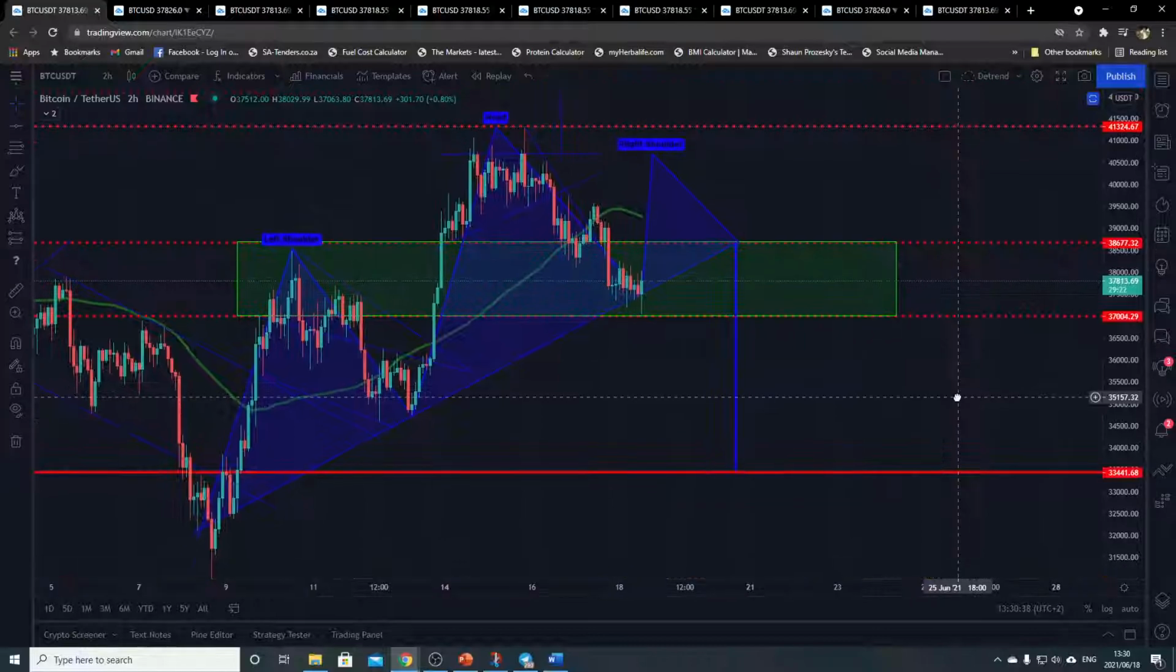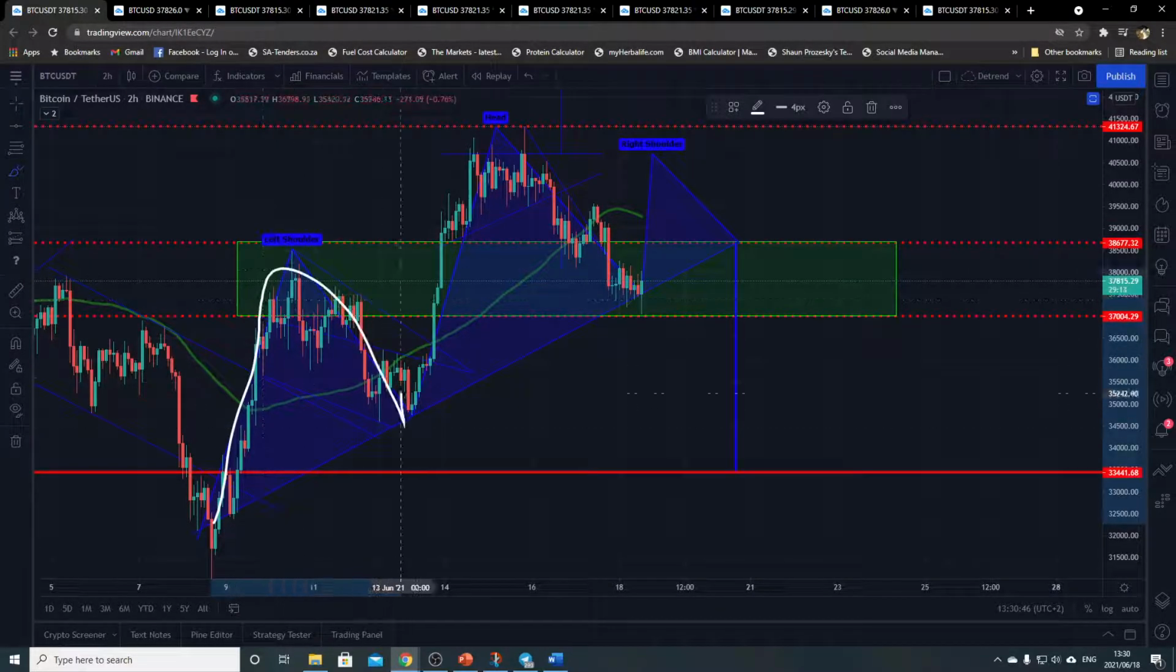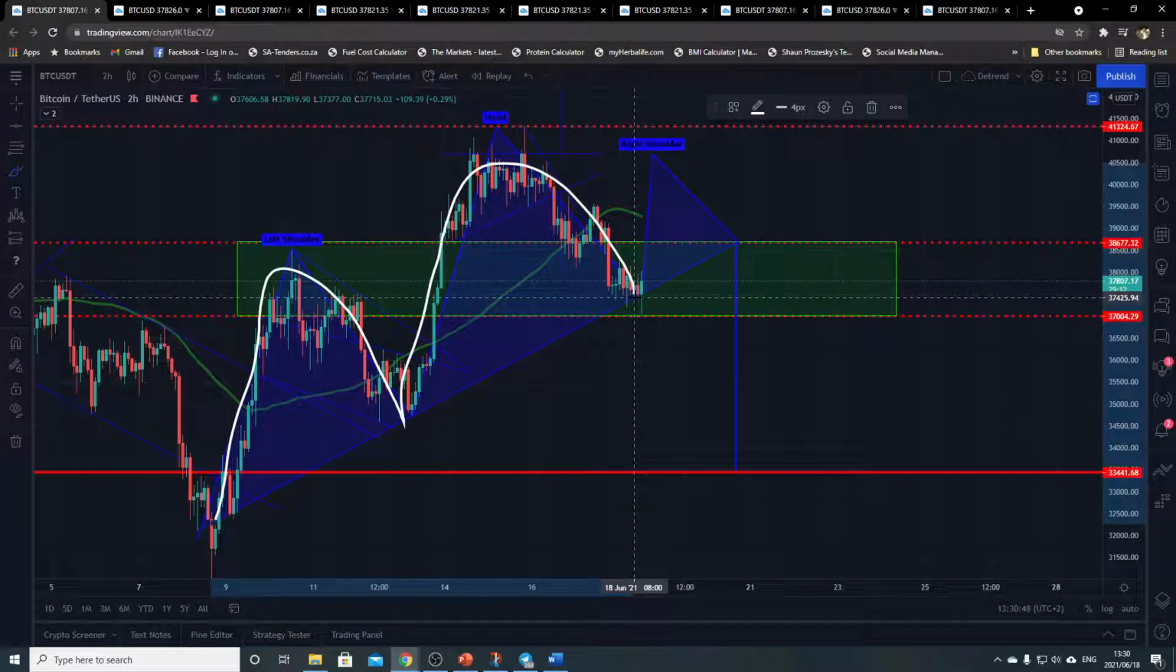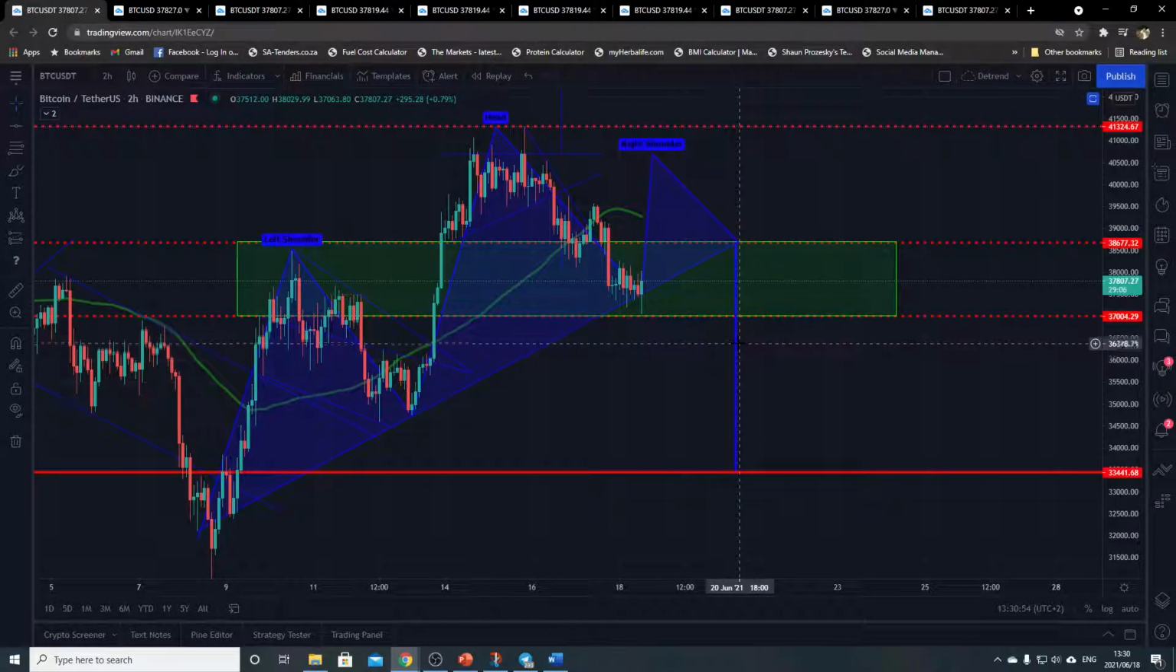Okay, all right. Now we're going to do the extended M pattern target. Okay, so now we're going to say, all right, what do we need to do?